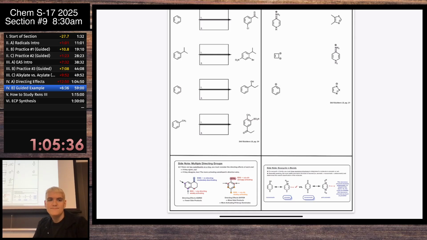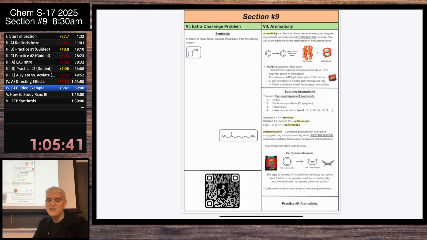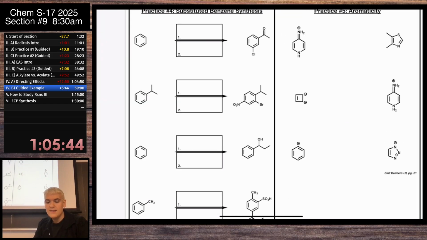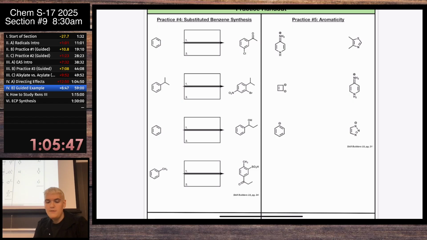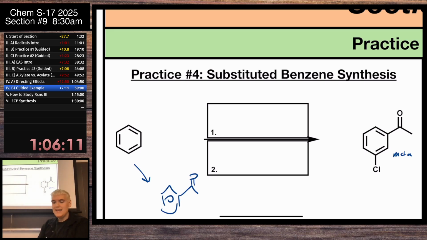But with that, I think I need to go on to how to study reactions if we want to finish kind of on time-ish. I had pulled some substituted benzene syntheses here. Maybe we could do one. So here we need to add a chlorine and we need to add an acyl group. So we need to figure out which one we add first. Well, what's the relationship between these two here? Meta. So which of these are meta directors, the chlorine or the acyl group? Acyl. So we need to add the acyl group first and then add the chlorine because it's a meta director.